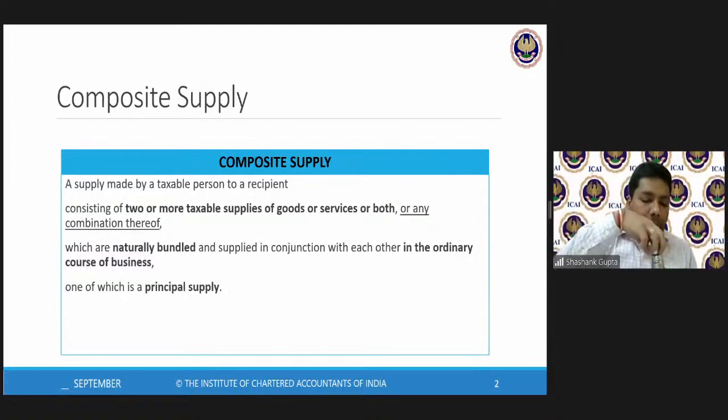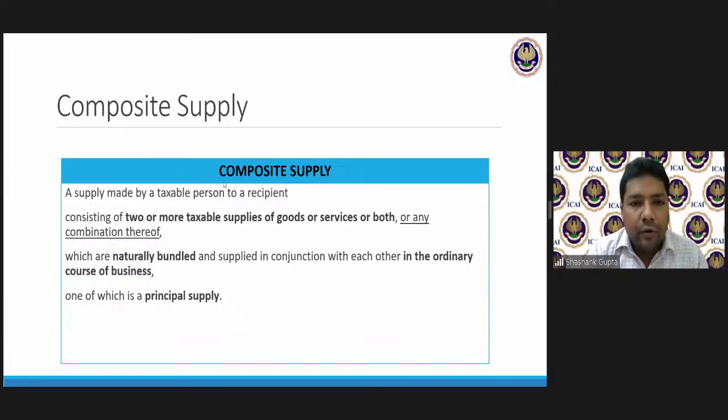So now, let us please try and understand the term composite supply. Before I move to composite supply, I would just want to see if any one of you has a query from our last class. If any one of you has put up a query, okay.